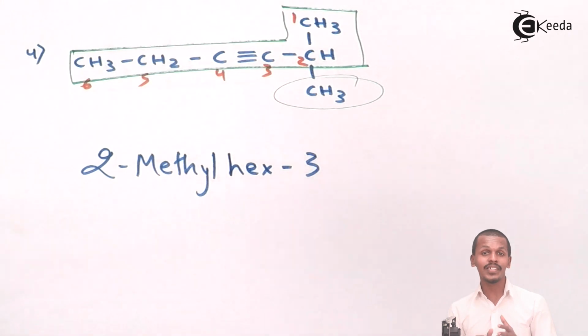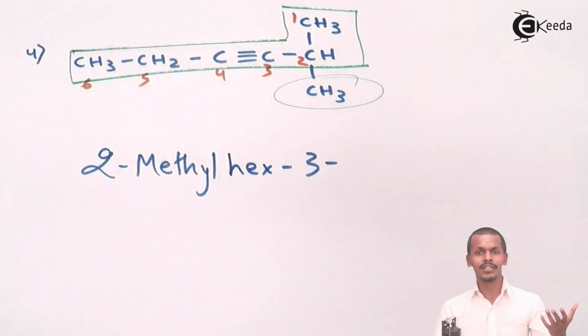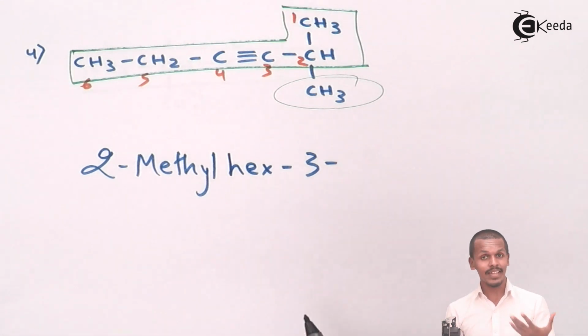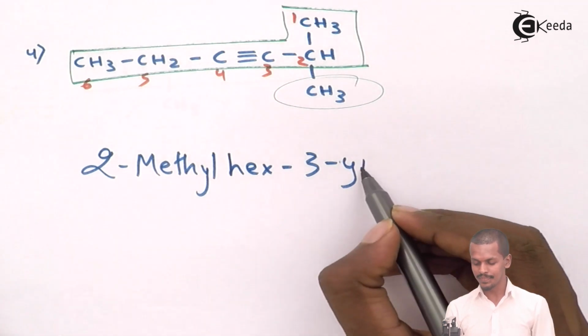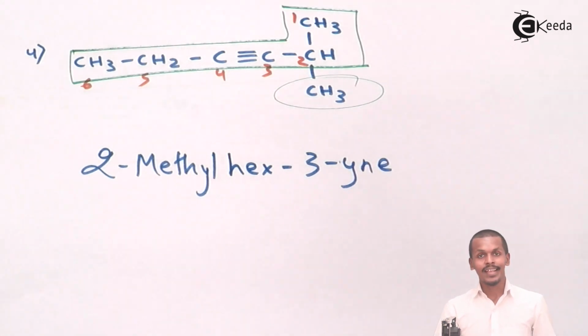The 3 represents the position of the carbon-carbon triple bond, and ultimately it is an alkyne, and we know that an alkyne is named from the alkane by replacing the ANE with YNE. So this is hexane in terms of an alkane, but because of the carbon-carbon triple bond, it is hexyne. So this is how we have given the name for this fourth example.